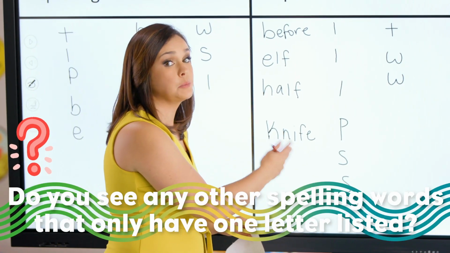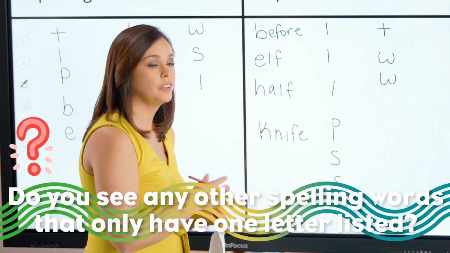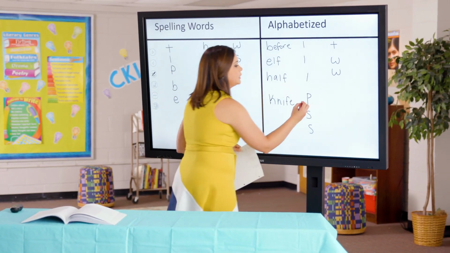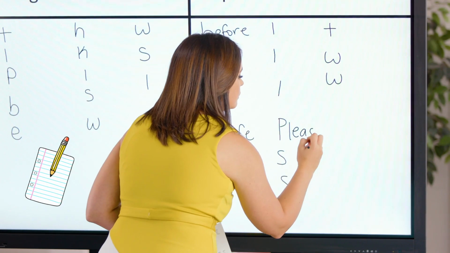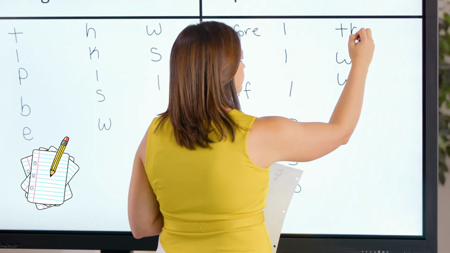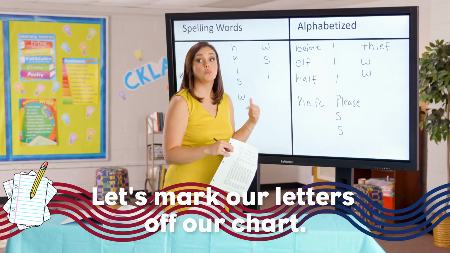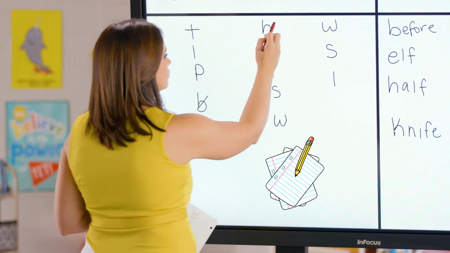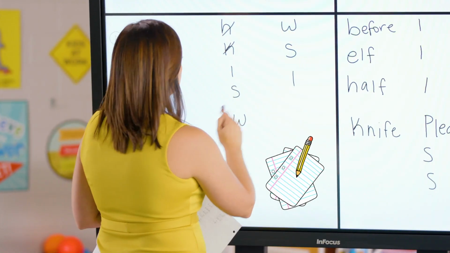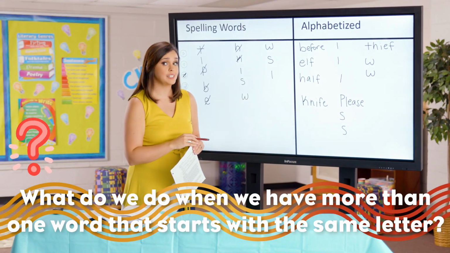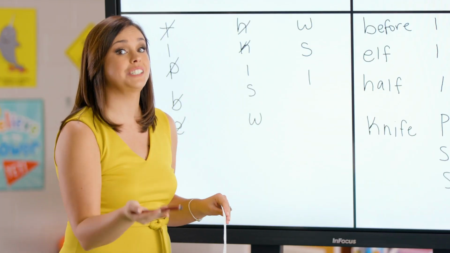Do you see any other spelling words that only have one letter listed? Right, we still need to complete P and T. Our word that starts with P this week is please. And our word that starts with T is thief. Now that we're finished with these words, we can go ahead and mark these letters off on our chart. Do you guys remember what to do when we have more than one word that starts with the same letter? Right, we need to reveal the second letter.